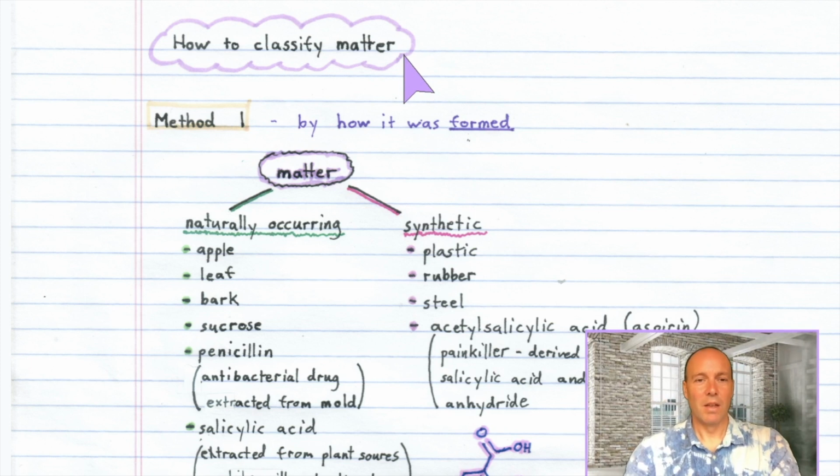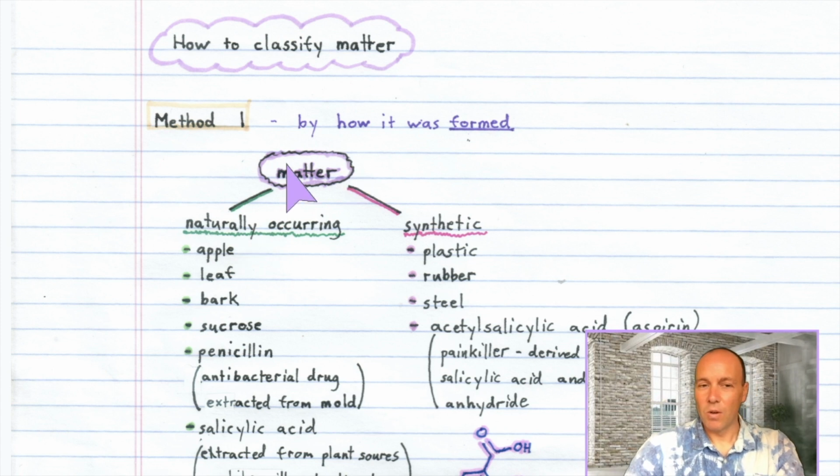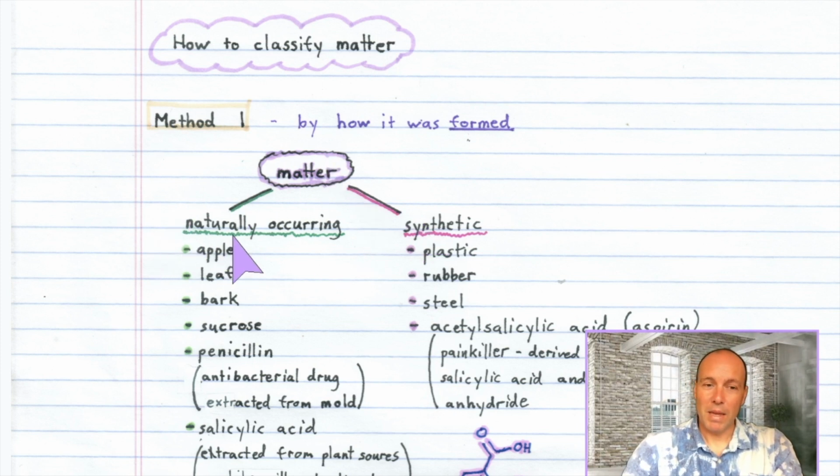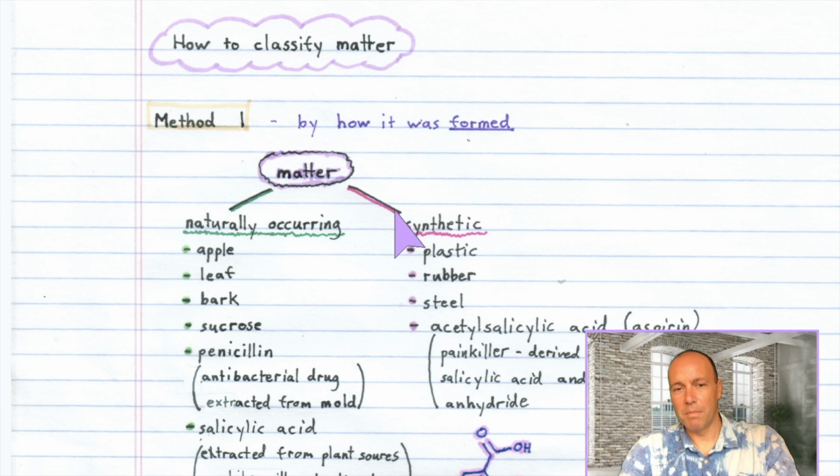Well, likewise, all of the material around us can be divided into categories in different methods. And the first method is pretty simple. It's by how it was formed. So here is all of the matter in the world. It can be divided into two categories: if it's naturally occurring or synthetic. Humans are not involved in making it, or they are involved in making it. Everything can be placed in one of these two categories.